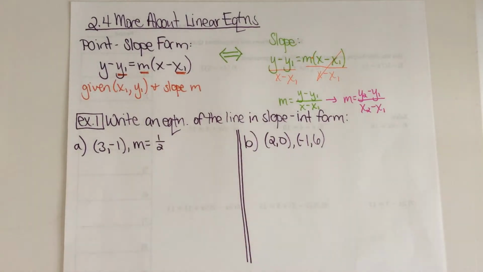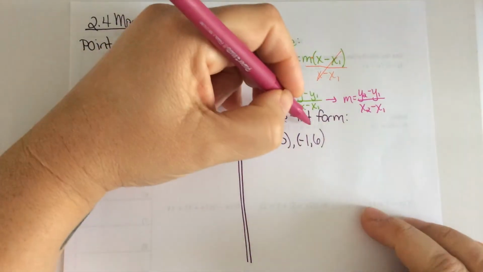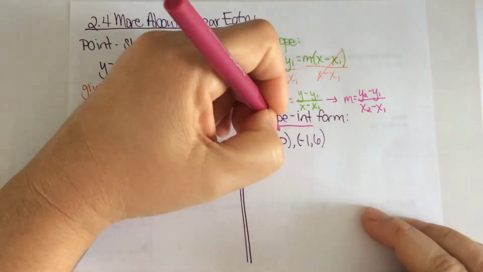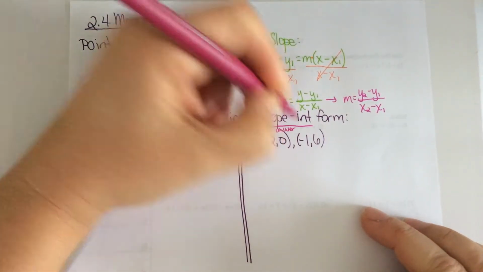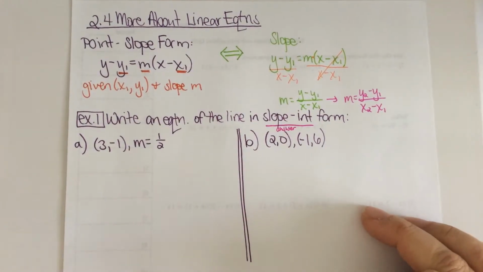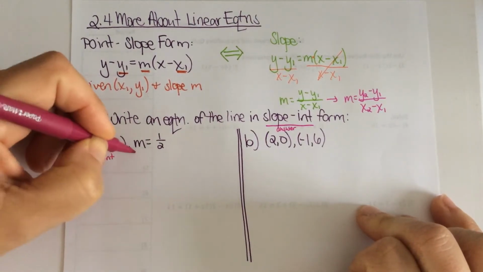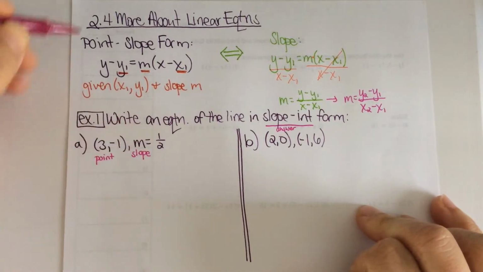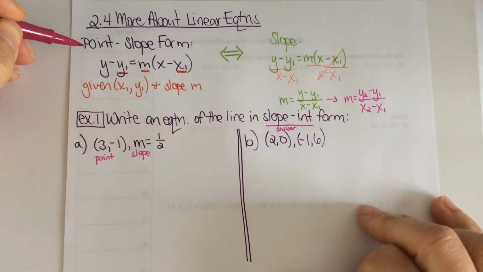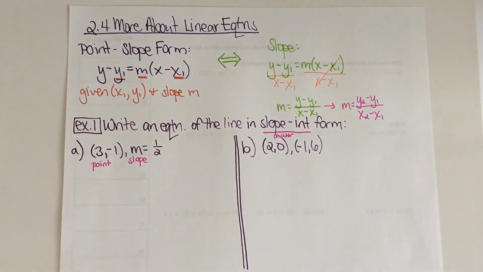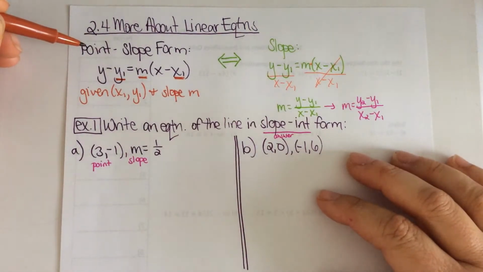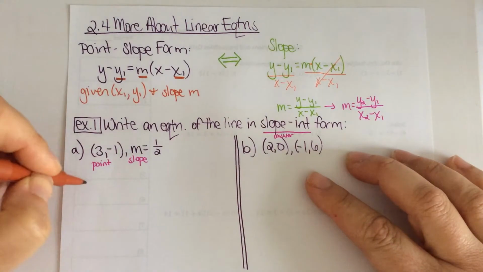So this might be deceiving here where it says in slope-intercept form. That's how they want the answer. That is not telling you which form to use. So if you look here, you'll see they're giving me a point and a slope. So guess what? I'm going to use point slope form. They named these this way for a reason. It's called point slope form because we use it when we're given a point and a slope.